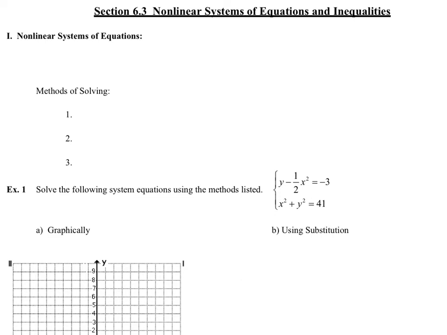Today we're going to take a look at some nonlinear systems of equations. So we've been studying linear systems of equations so far. So graphically we've only been looking at lines. And in this section we are going to take a look at some nonlinear systems. So a nonlinear system just means that you have a system with at least one nonlinear equation.